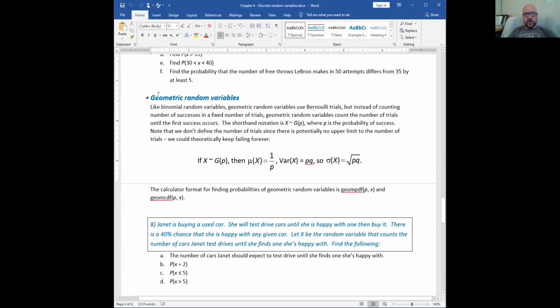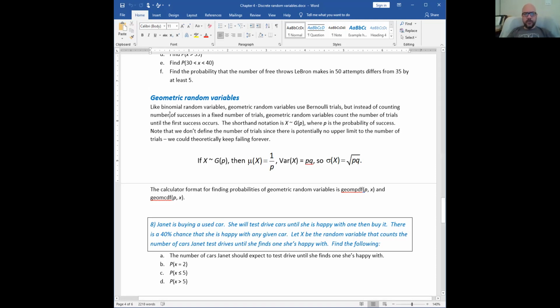So geometric random variables are very similar to binomial random variables. They use Bernoulli trials, you're just counting something different. So instead of counting the number of successes in a fixed number of trials, you just count the number of trials until the first success. So in other words, whenever something happening for the first time ends the experiment, that's geometric that you want. And you're interested in how many tries it takes, then you want geometric.